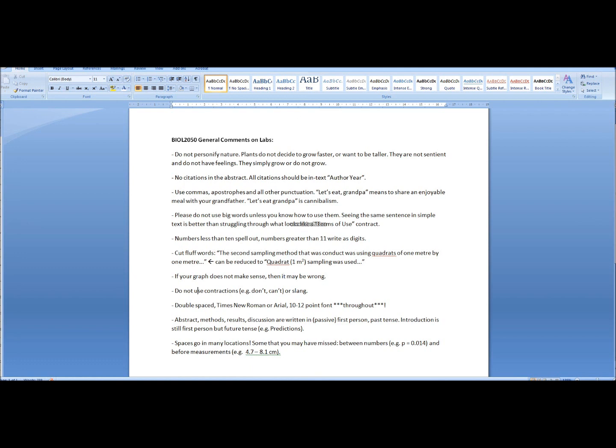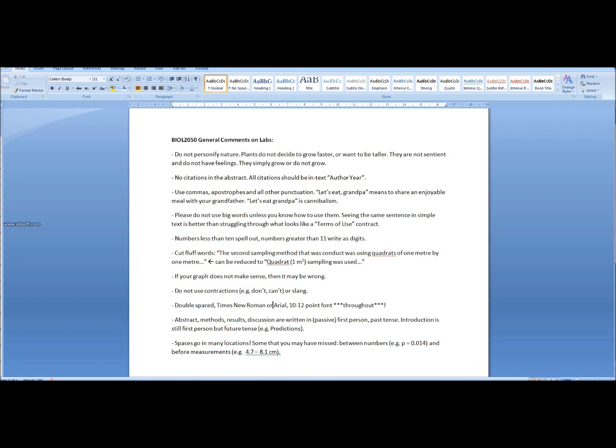Do not use contractions, i.e., don't, can't, won't, and please don't use slang, woulda, shoulda, bits like that. Not the best to put in a formal lab report. Your lab report should be double spaced. It makes it a lot easier to read, and it's what the formatting calls for.